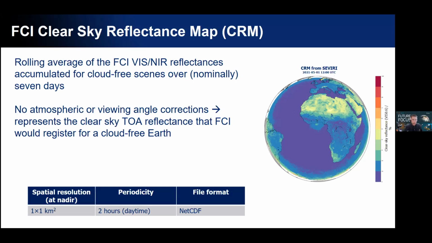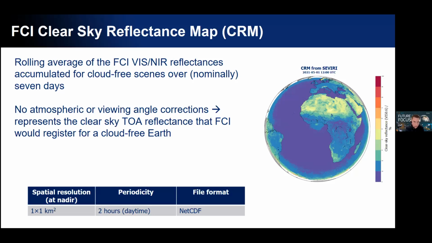And also it's not only the reflectances, but also you get information about the viewing geometry. So it's averaged reflectances as well as averaged viewing angle, solar zenith angle, relative azimuth, for example. I should also mention here that there are no corrections applied, like atmospheric correction or viewing angle corrections. So what you get with this product is what FCI would see or what it would measure for a day in case there would be no cloud over the Earth.